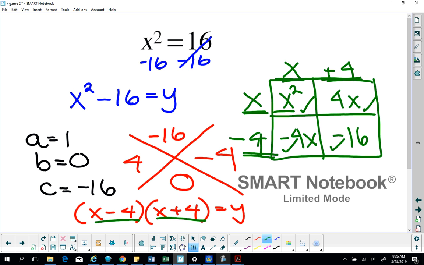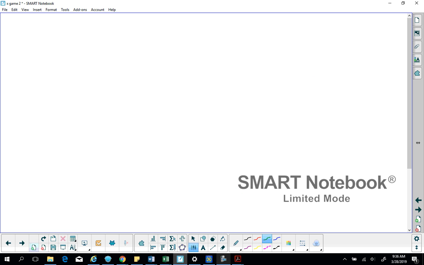Okay, let's try one more. Should I just keep doing A as 1? Okay, so let's try another one. So let's do x squared minus x minus 30. So this is another example. That's our next example, so you can draw a line.